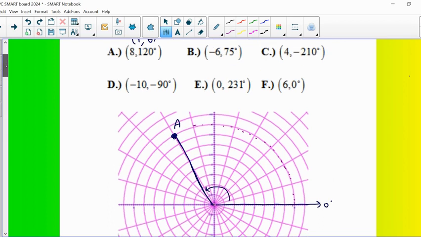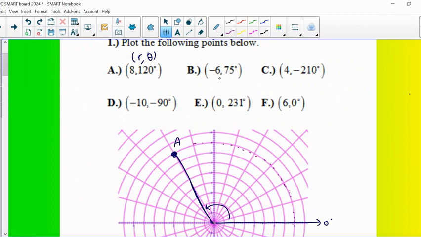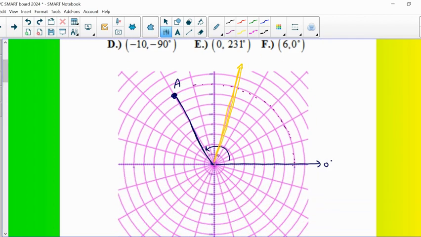Okay, so let's plot -6 comma 75 degrees. Well, let's see. 75 degrees sits here along this ray. That's 75 degrees. But I want to go a radius of -6. So I'm actually going to go behind that direction. So 1, 2, 3, 4, 5. So it's actually way down here is where I'm going to put B. So it's behind where that 75 degrees is. So that gets plotted there.